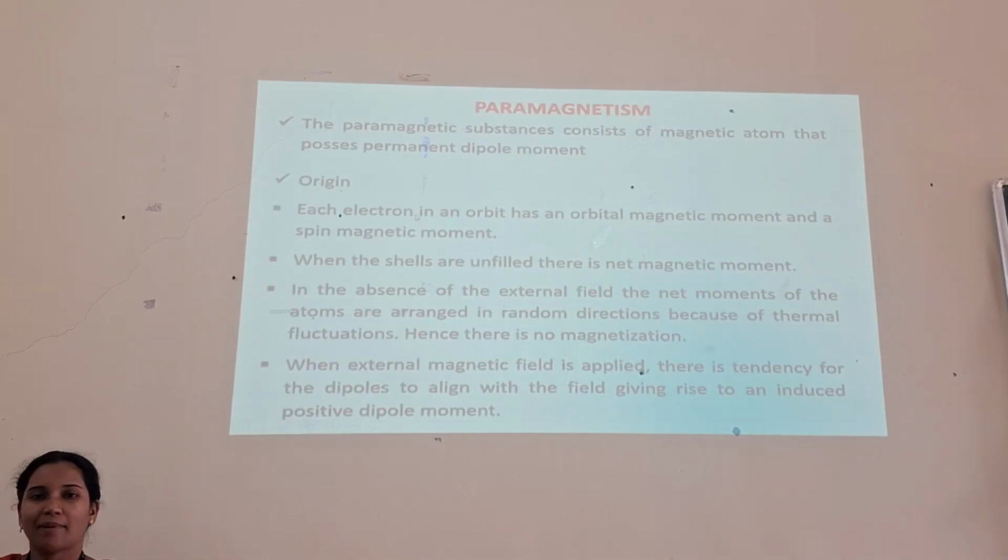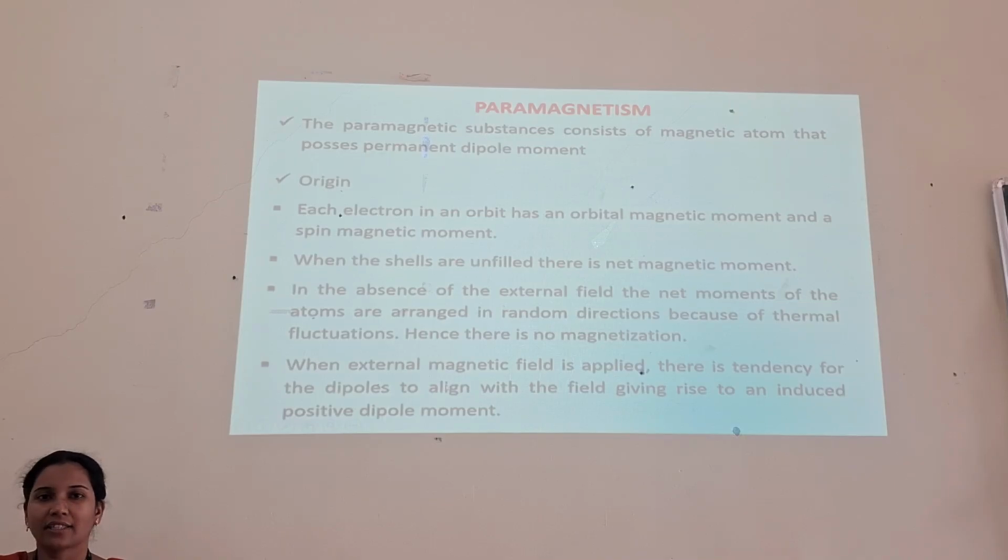This is a paramagnet. The paramagnetic substances consist of magnetic atoms that possess a permanent dipole moment. Each electron has an orbital magnetic moment and a spin magnetic moment. In the absence of an external field, the net moments of the atoms are arranged in random directions because of thermal fluctuations. Hence, there is no magnetization.